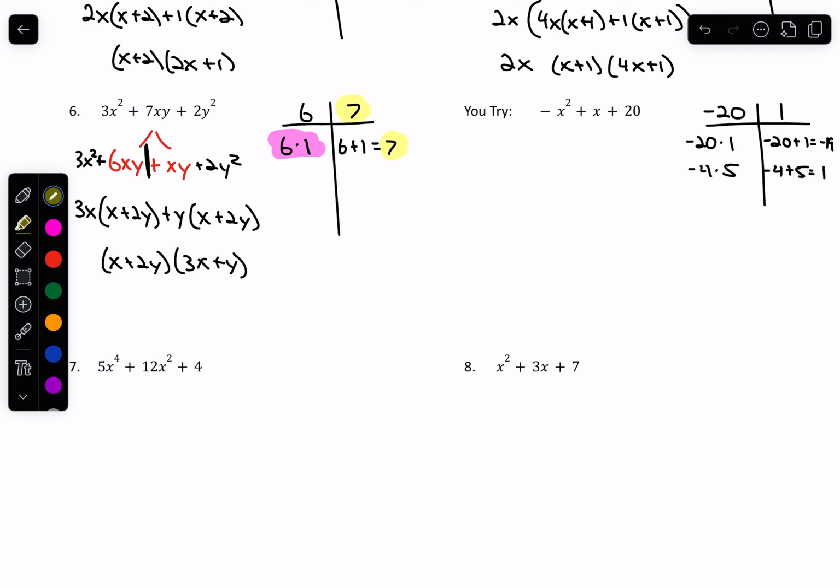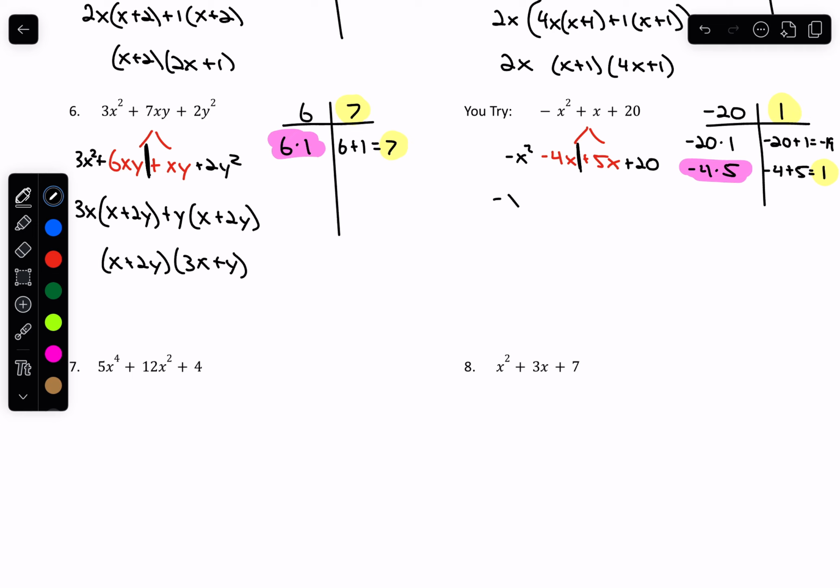But in this case, -4 and +5 add up to give us 1, and they multiply to give us -20. So we will split our x term in the middle as -4x plus 5x. Then we have a -x squared in front and a +20 in the back. We're going to divide this problem in half to do factor by grouping.